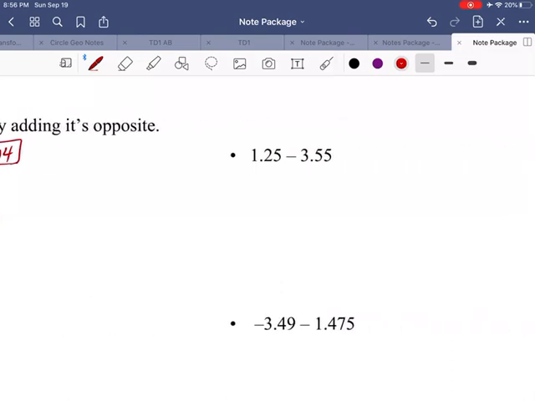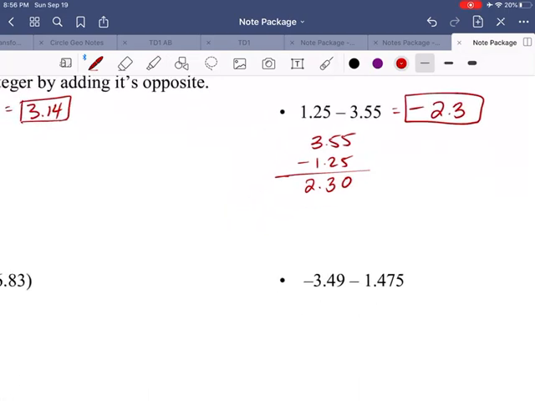Now the next one here, I have more negatives than positives. So take the bigger number, subtract the smaller number, but start my answer by saying I know that it's going to be negative, because if we were to put these on a balance scale, the negative numbers would outweigh the positives. So 5 minus 5 is 0, 5 minus 2 is 3, and 3 minus 1 is 2. So my answer is actually negative 2.3.